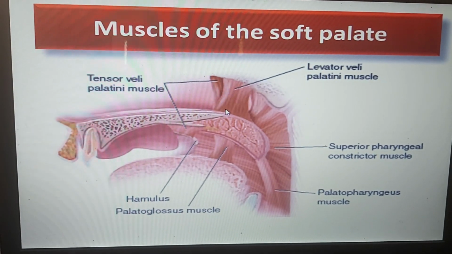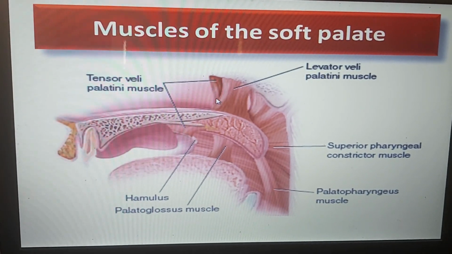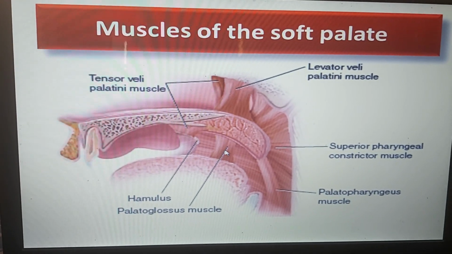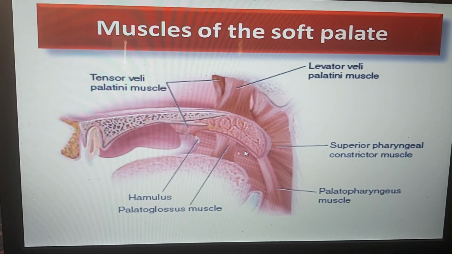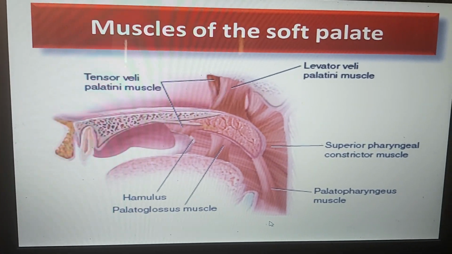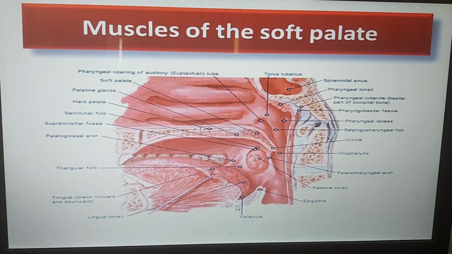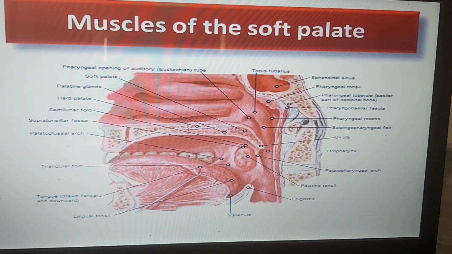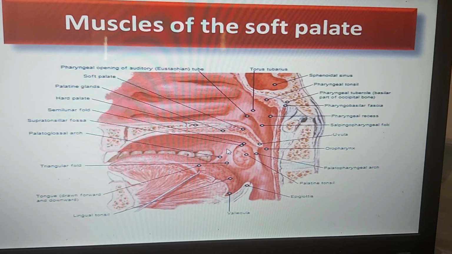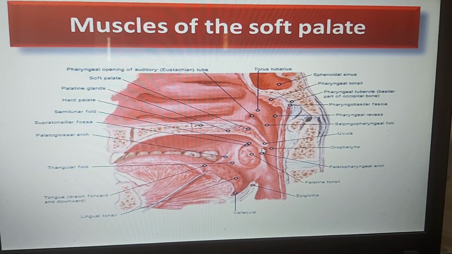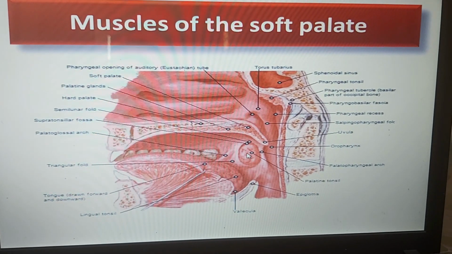This picture, to sum up, there is two muscles above, tensor palati and levator palati, and two muscles below, the palatoglossus and palatopharyngeus. And this is the palatoglossus arch, and this is the palatopharyngeal arch, and in between there is the tonsil.